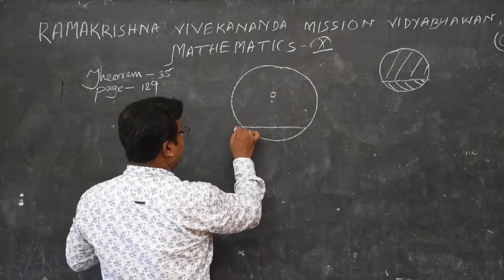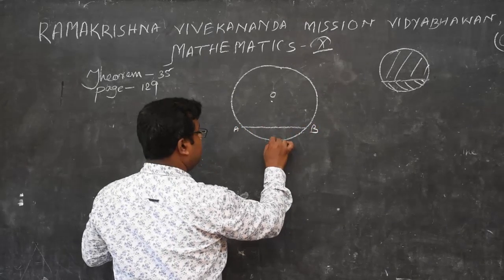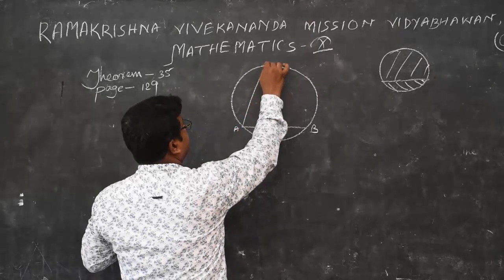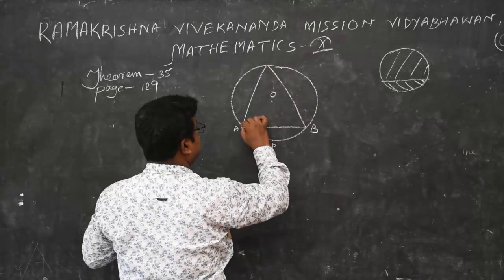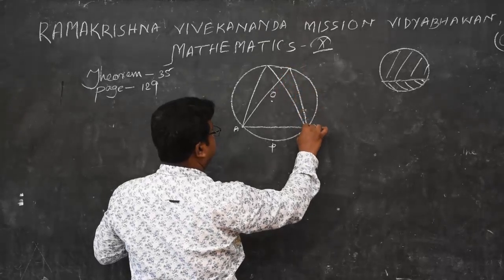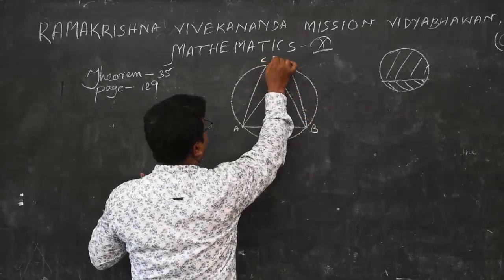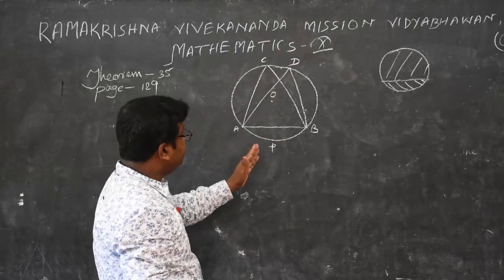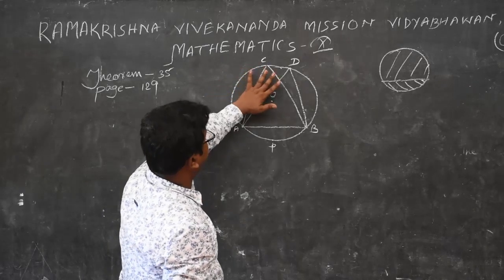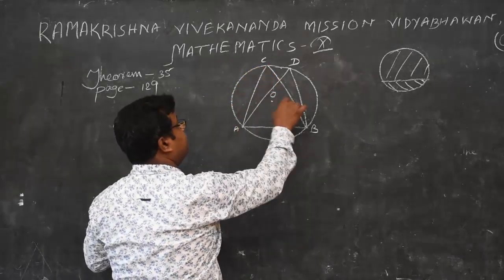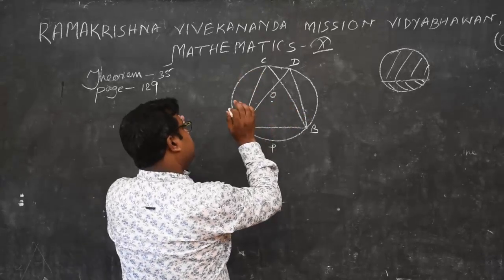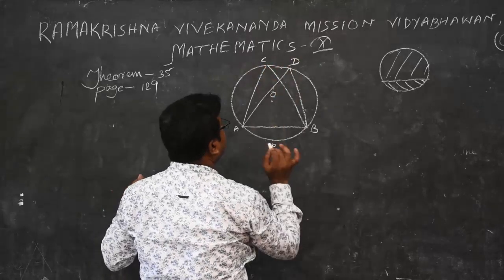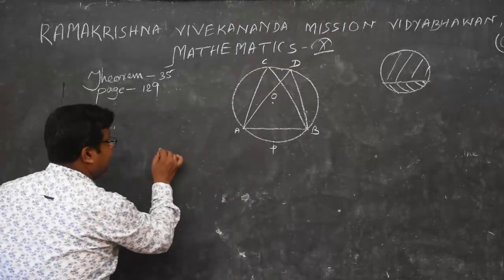AB is the chord. You have to put here name P. In the same segment, these are the angles. Angle ACB and angle ADB are any two angles. You have to prove that in this segment any angles are equal. You can draw more than two angles, but you have to show only two angles. All the angles are equal. Let's start the theorem.